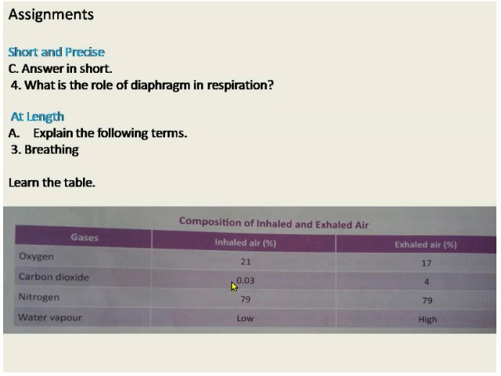Carbon dioxide is 0.03% in inhaled air, but in exhaled air it is increased to 4% because carbon dioxide is produced in our body. This will be discussed in the next videos. Then nitrogen is 79% in inhaled air as well as in exhaled air because nitrogen gas is neither absorbed by the body nor released by the body. And lastly, water vapor in inhaled air is low, but in exhaled air it is high.